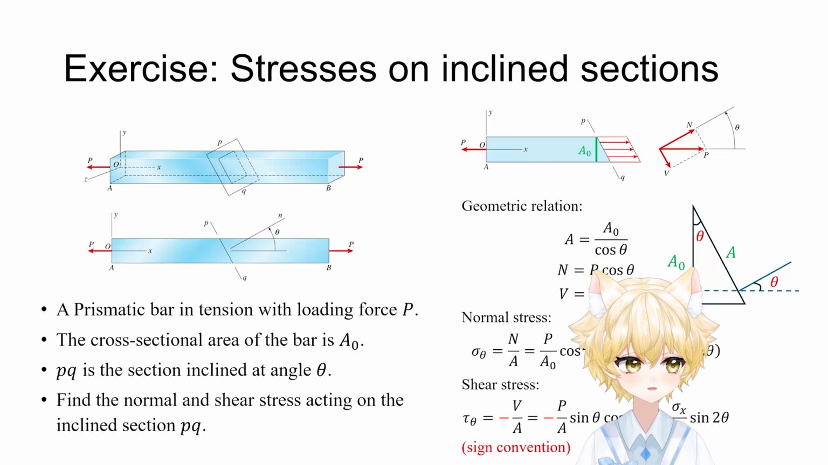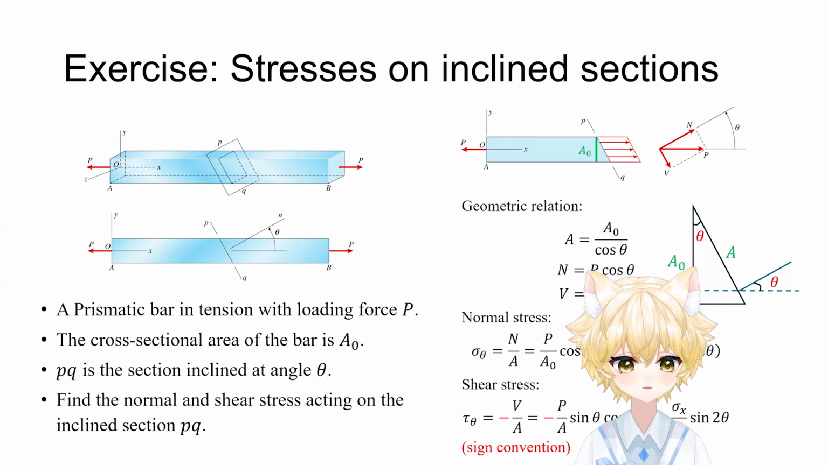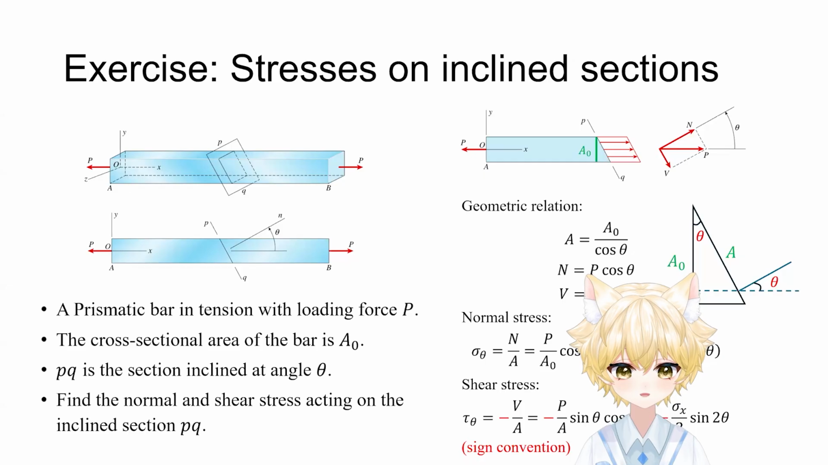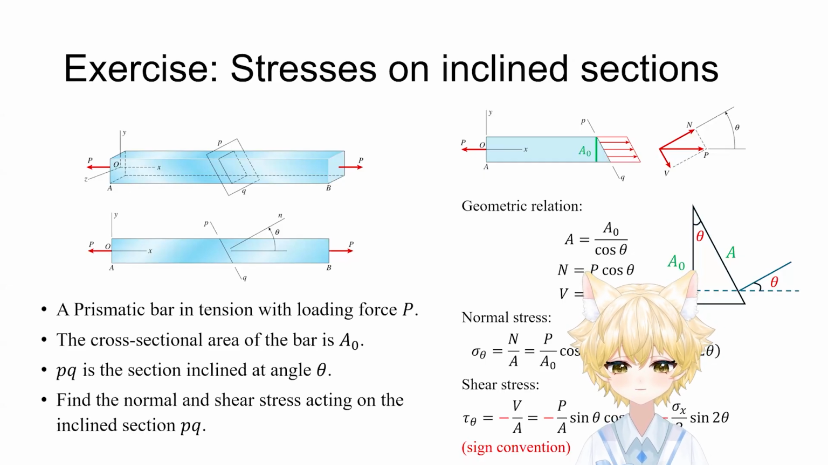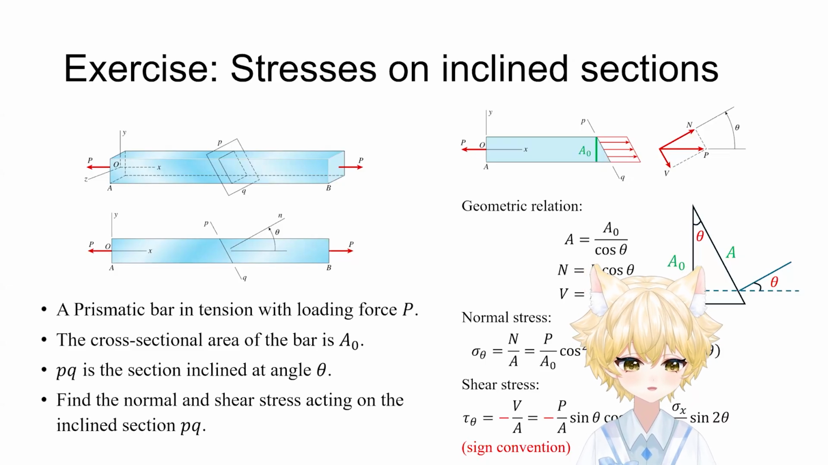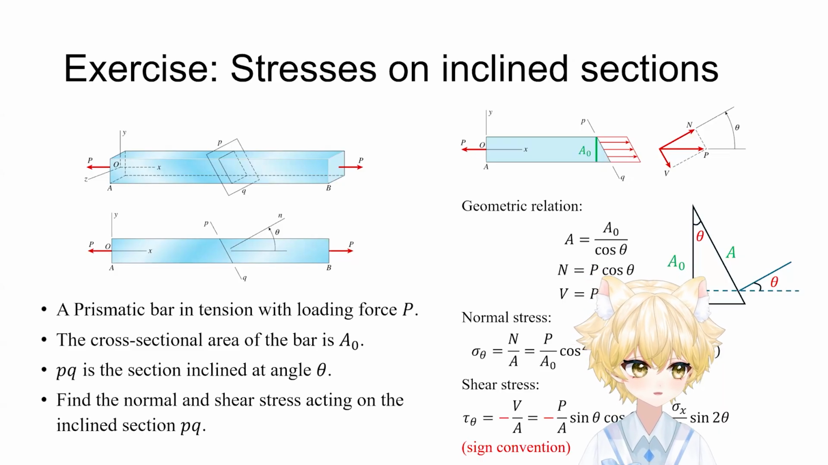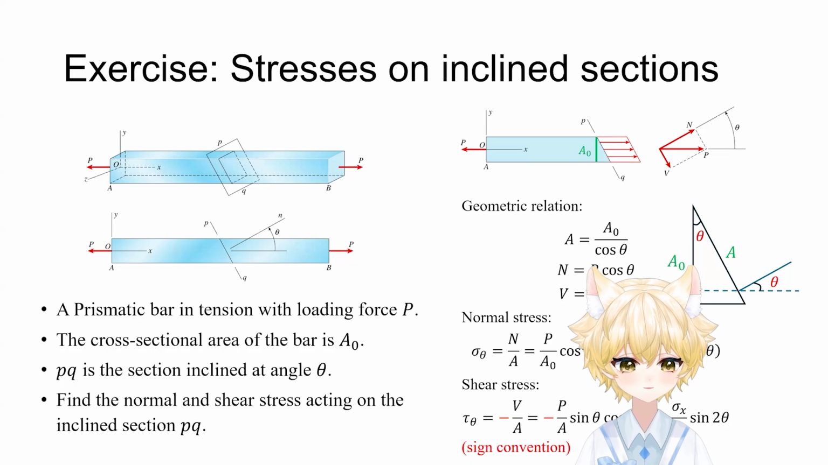Right? With that magnitude of normal and shear force, with that magnitude of the cross-sectional area, we can calculate the stress. Now we just do the derivation, right? And here is the final answer, right? The normal stress equals N divided by A equals P over A0 times cosine squared theta, right? Remember, cosine squared theta equals (1 plus cosine 2 theta) over 2.